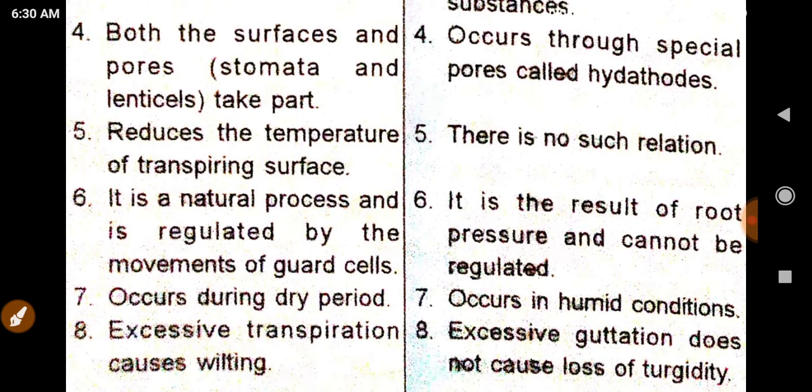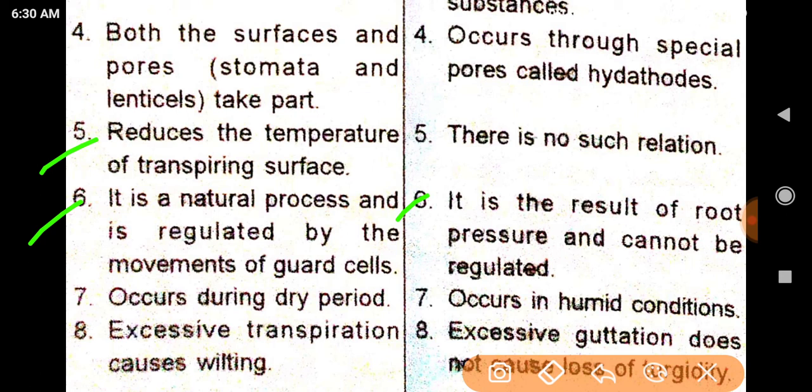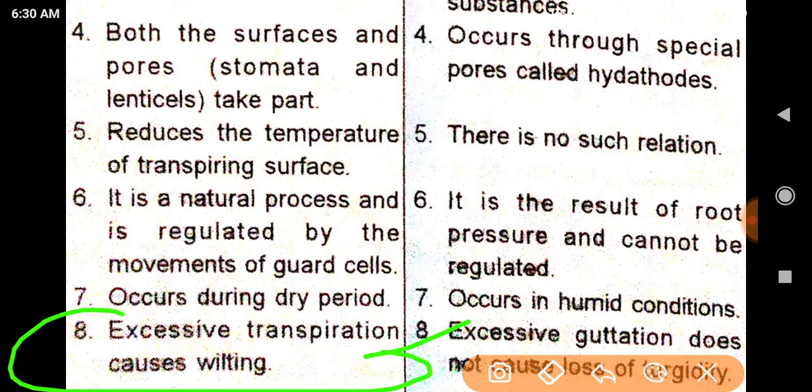Transpiration reduces the temperature of the transpiring surface. In guttation there is no such relation. Transpiration is a natural process and is regulated by the movement of guard cells. Guttation is the result of pressure and cannot be regulated. Transpiration occurs during dry periods mainly, while guttation occurs in humid conditions. So they are vice versa processes. Excessive transpiration causes wilting, and excessive guttation does not cause loss of turgidity. This is also an important factor about these processes.